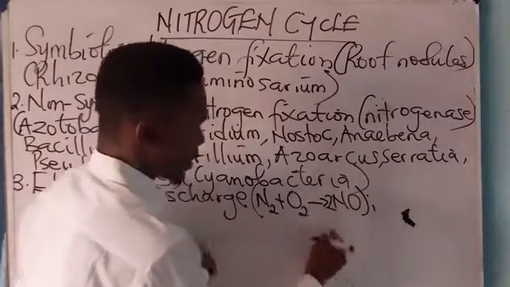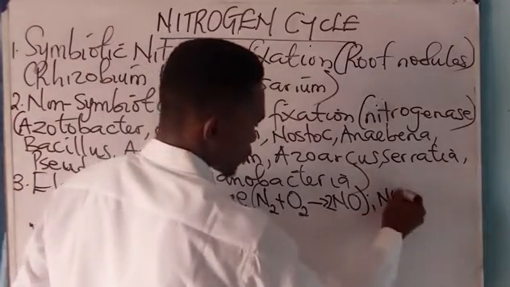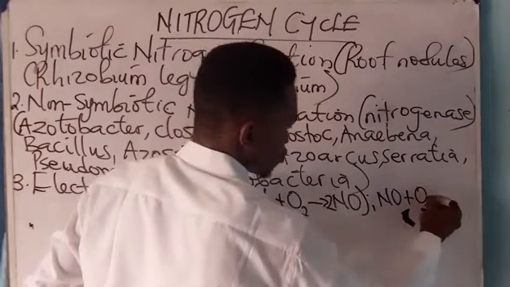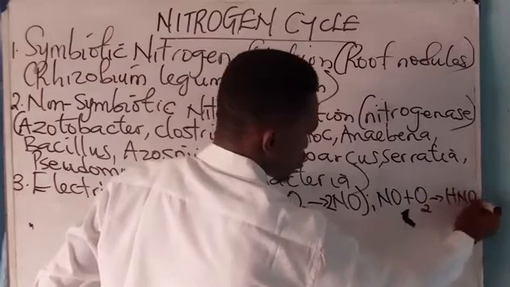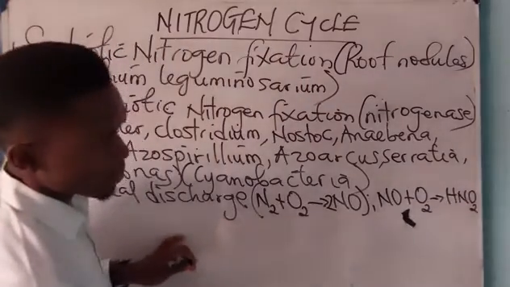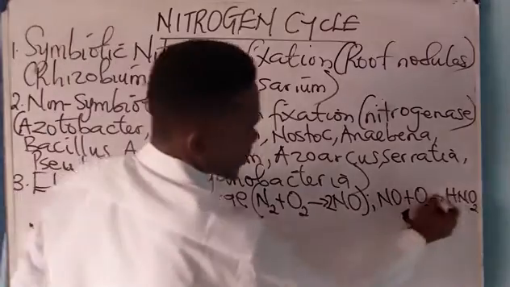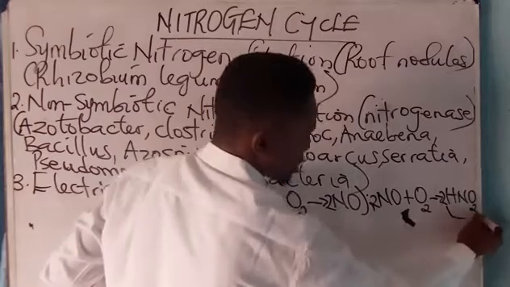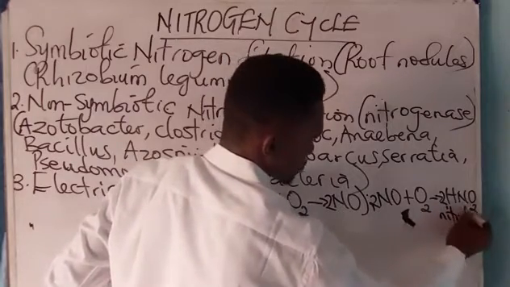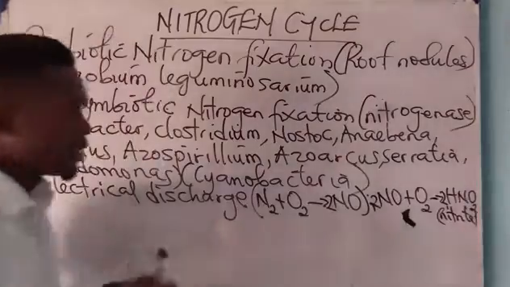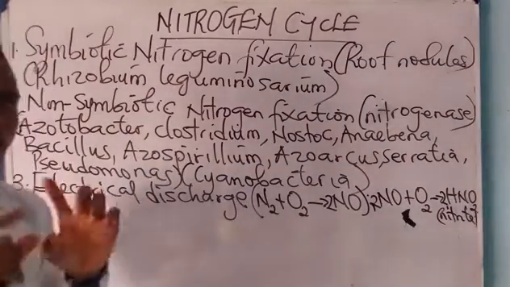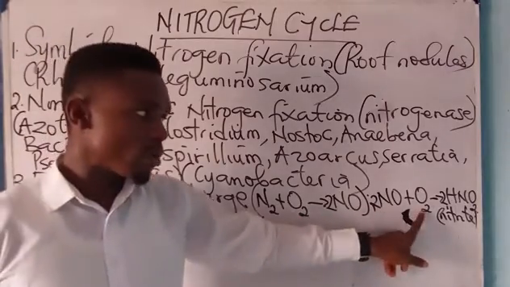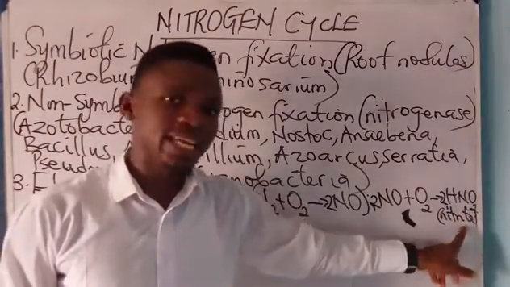It does not stop there. This NO produced further reacts with oxygen to produce what? HNO2. Is that equation balanced? No. So I'll put 2 at the back of this place, then 2 at the back of this place. Now what I've just produced, this guy is the nitrite. So during lightning or thunderstorm, nitrogen reacts with oxygen to produce NO. This NO reacts with oxygen to produce what? HNO2, which is what? A nitrate.